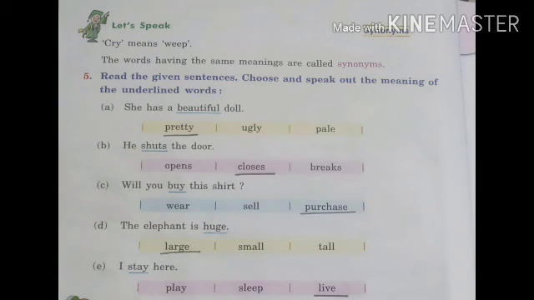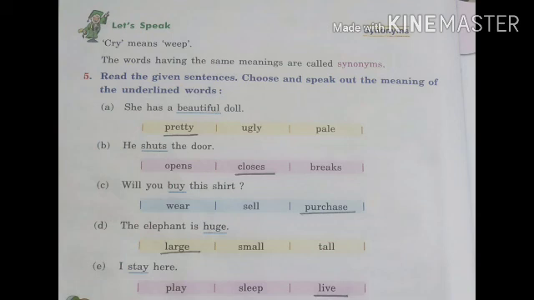So let us start. Read the given sentences, choose and speak out the meaning of the underlined word. See, the first one is, she has a beautiful doll. This is a sentence, and downside it is given pretty, ugly and pale. These are the 3 words given here. So, we have to find out the word which has the same meaning as beautiful, because in the sentence the word beautiful is underlined. Yes. So, the meaning of the word beautiful is pretty. So, what we'll do? We'll underline the word pretty.